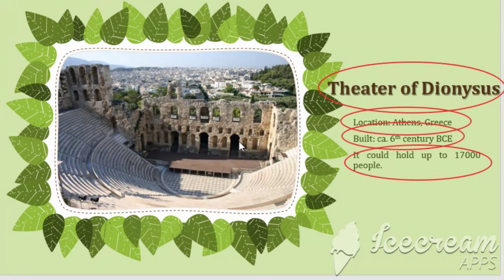They would change maybe their costumes. They would enter here and reappear here. So it was really, really interesting. I hope you can visit this place one day. And if you go to Greece, you should definitely look this place up because it's really interesting and amazing.